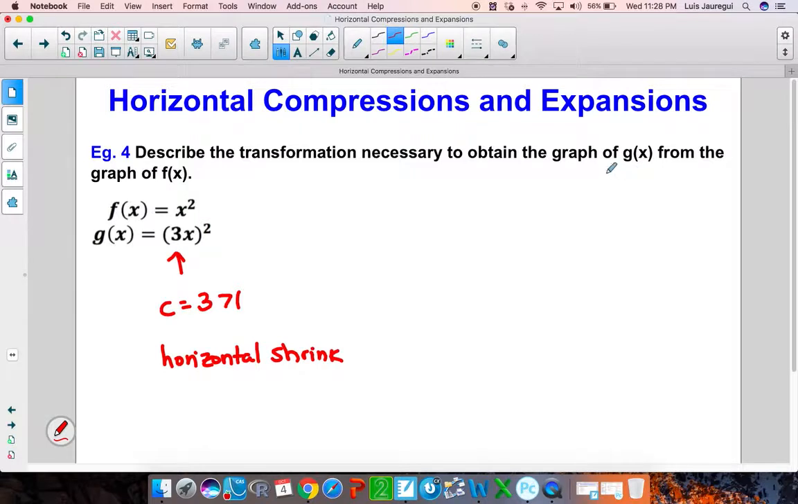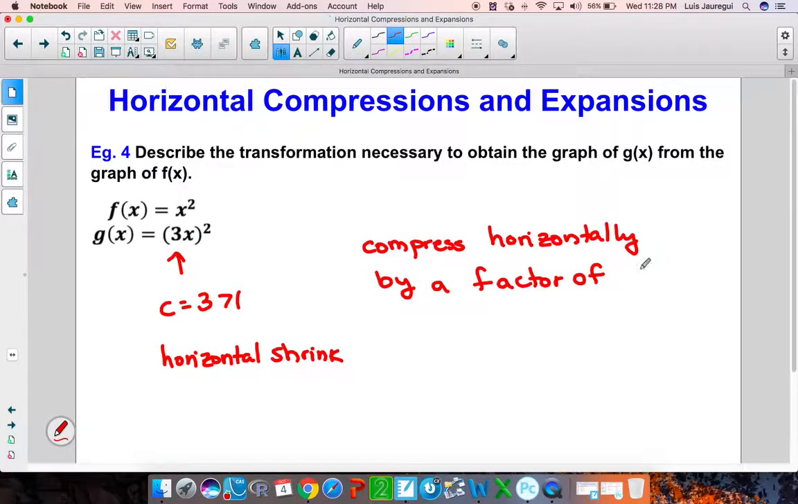But in terms of compressions and expansions, we can describe this transformation as a compression. So we can say something along the following lines. Compress horizontally by a factor of 3. Okay, so that concludes our examples when it comes to horizontal compressions and expansions.